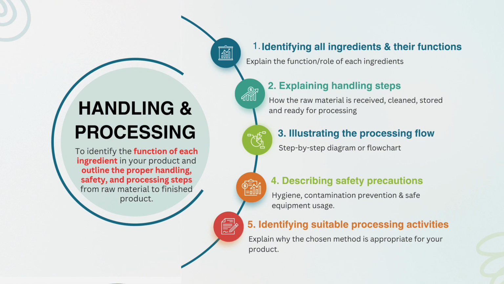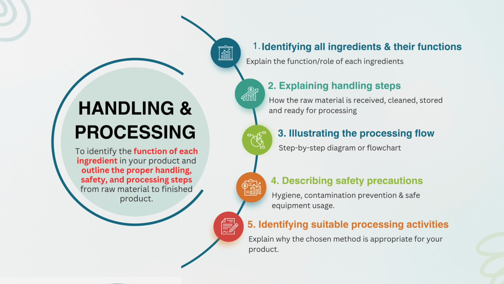First and foremost is knowing all the ingredients that you need and their functions. Next is knowing how the raw material and ingredients are to be received, cleaned, stored, and made ready for processing. Also, from here, you may illustrate the handling and processing activity using a step-by-step diagram or flowchart.